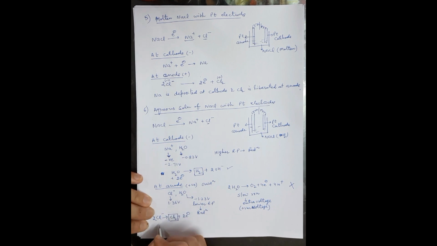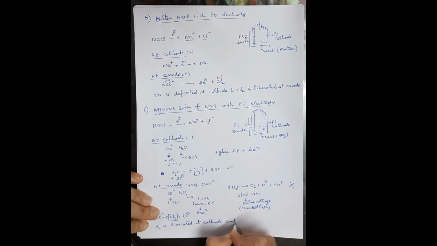So what is the final result? Hydrogen is liberated at cathode and chlorine is liberated at anode.